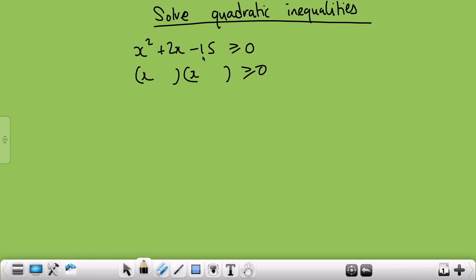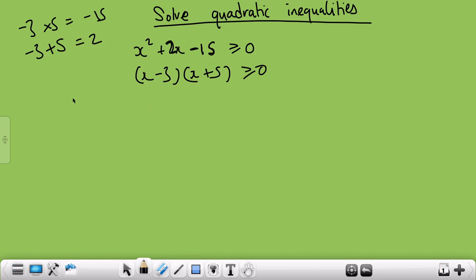What two numbers multiply together to give you the last number, this -15, but when added together give you the +2? It's going to be -3 and 5. Check: -3 times 5 does give you -15, and -3 add 5 gives you 2. So it's -3 plus 5, or you can swap them around, doesn't matter.